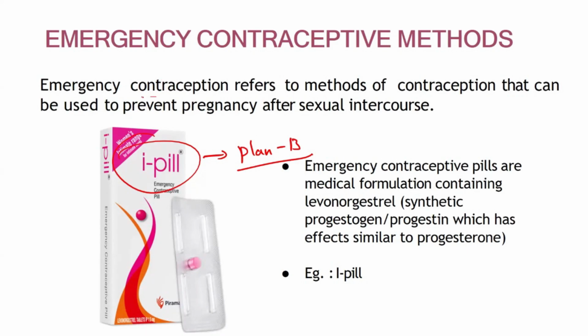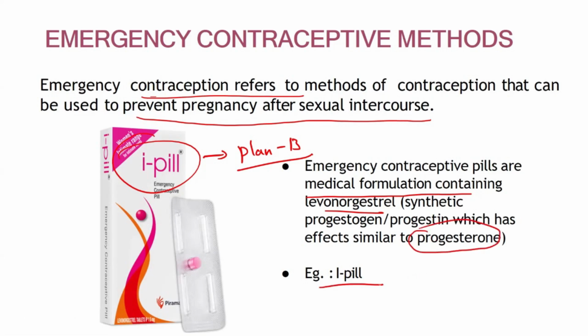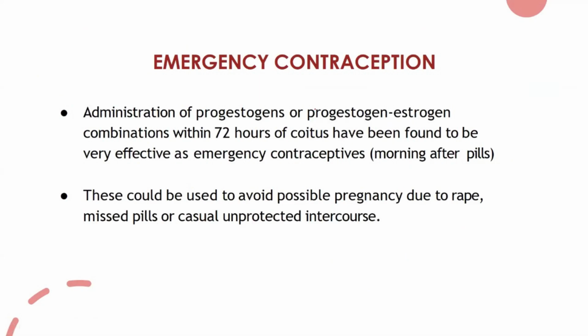Okay. So emergency contraception refers to the method of contraception that prevents pregnancy after sexual intercourse. Okay. Or you can say unprotected sex. So emergency contraceptive pills are medical formulations containing levonorgestrel, that is a synthetic progestogen or progestin, which has similar effects to progesterone. So for example, you can say I-pill or Plan B. So these are the different names. So these are given within 3 days of the intercourse. So they are only effective if taken within 3 days. Or you can also call them morning-after pills. That means, yeah, 72 hours.